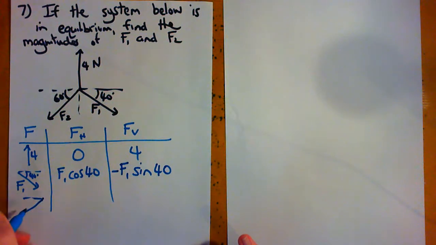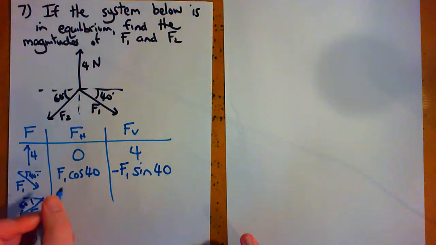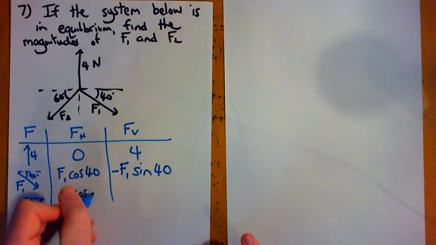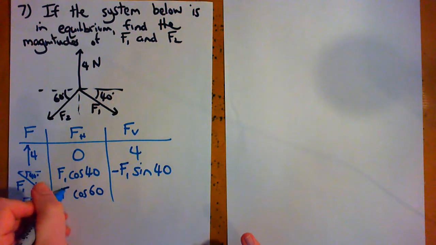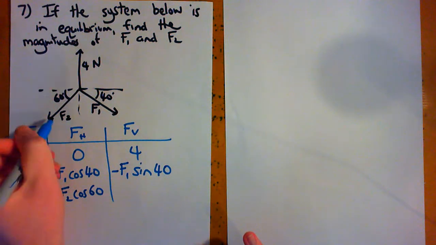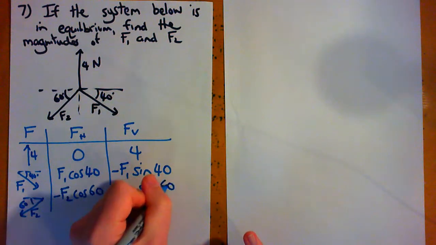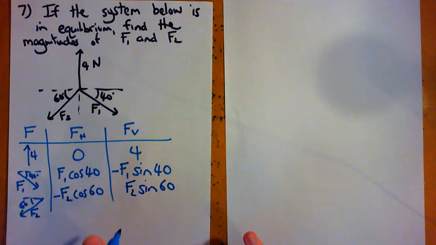And on the left, second unknown, which is F2, at 60 degrees below the horizontal. The horizontal component is the adjacent side, so this will be cosine. Angle is 60 degrees, its magnitude is F2, pointing to the left makes it negative. Its vertical component is the opposite side of that triangle, which means it's a sine side of 60 degrees, its size is F2, and pointing downwards makes it negative.